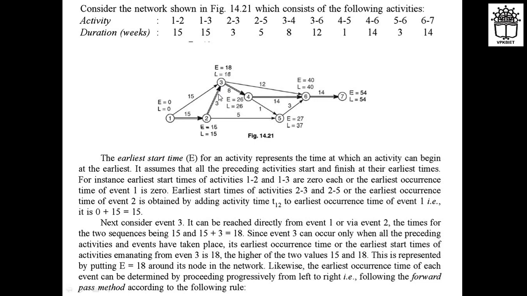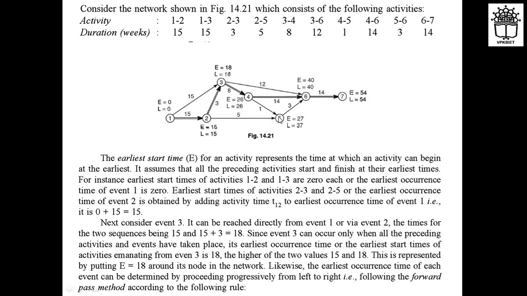Now for the third, you can see it will come from 2 to 3 and 1 to 3. That means your third activity can start only when activity 1 to 3 and activity 2 to 3 have completed. So let us see how much time will be required for 1 to 3. It is 15, and for 2 to 3 this is 15 plus 3, that is 18. So you have to take the maximum, that is 18 weeks. Same for the 4, the activity 4 can start only after completing activity 3, that is 18 plus 8 weeks, so it is 26.